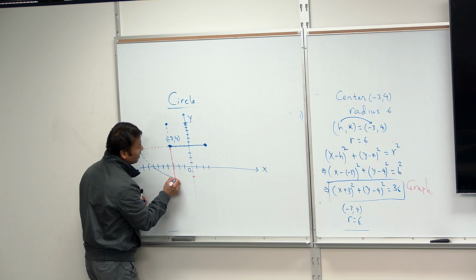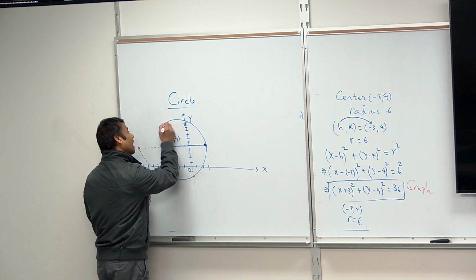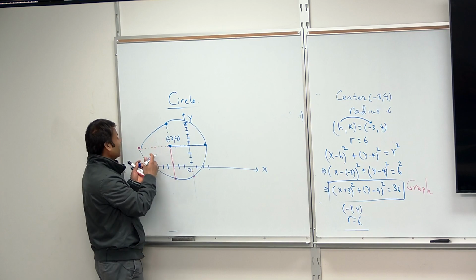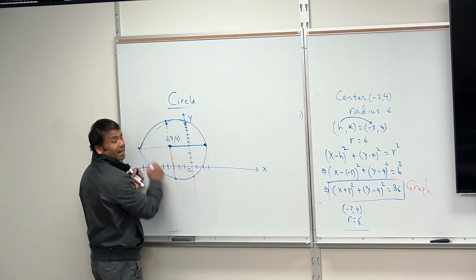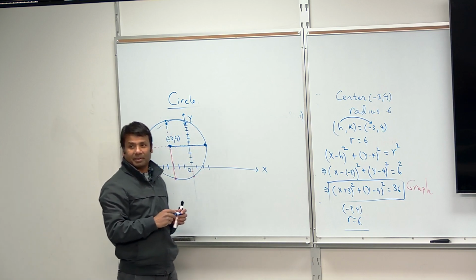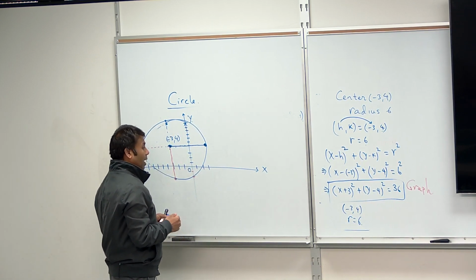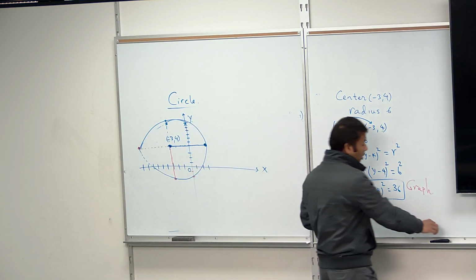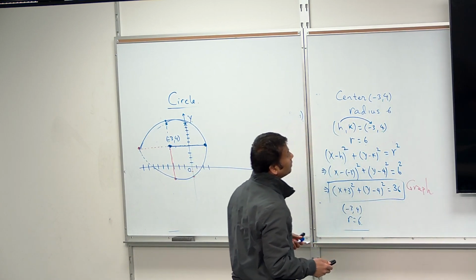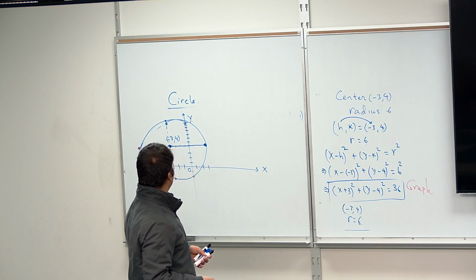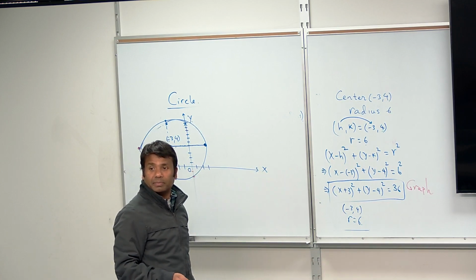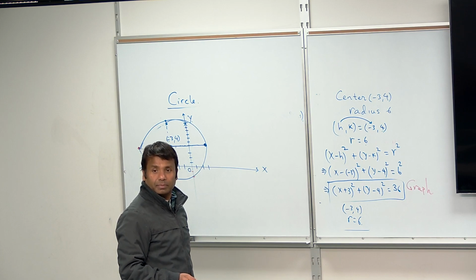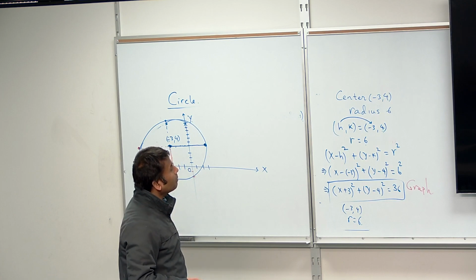So you have a circle like this. You'll have something like that. Okay, guys? You see that? A circle, something like that. So you can graph the circle. You can see it on the slides. That's pretty nice.